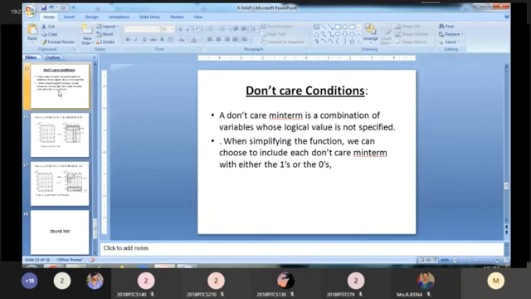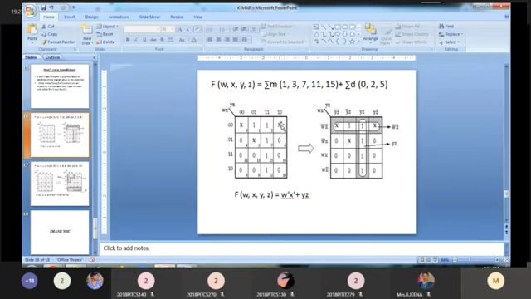What is meant by don't care? Okay. A don't care condition is a combination of variables whose logical value is not specified. For example, if in your questions they are giving the don't care condition. Okay. Don't care values also they are giving. So you have to take the don't care values as X. Okay. If you are in this grouping, for example, here, see, this is don't care. So taken as this X. Okay. And this is also don't care. So taken as X.